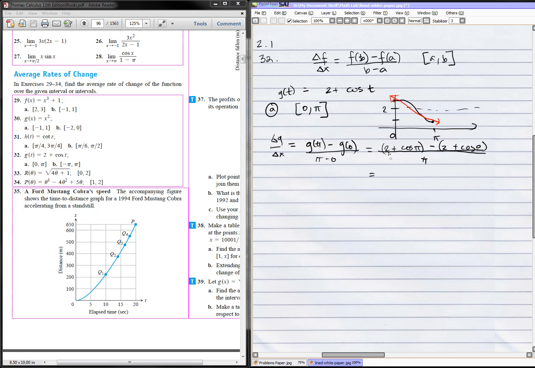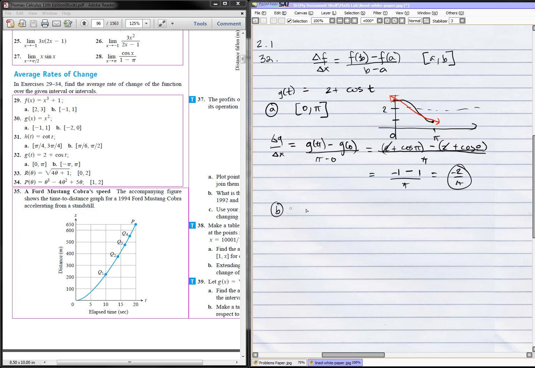And so notice that the 2's are going to cancel out. You've got 2 here, minus 2 here. So all that's left is the cosines. Cosine of pi is negative 1, and you know that cosine of 0 is 1, all over pi, which is equal to negative 2 all over pi. Which is negative, and so fits our initial hypothesis, right?